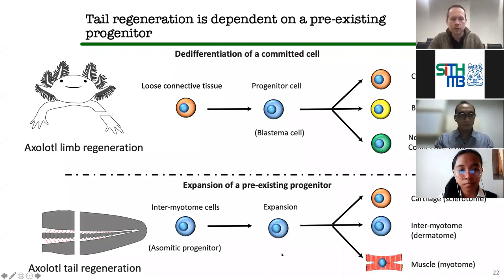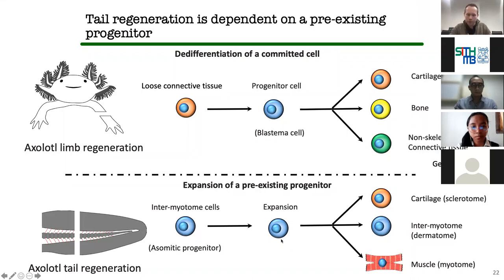These cells undergo proliferation and they expand to establish the blastema and then contribute to all major somitic mesodermal lineages. So the cartilage, i.e. the sclerotome, the intermyotome, which you could look at as the dermatome, and the musculature, the myotome.